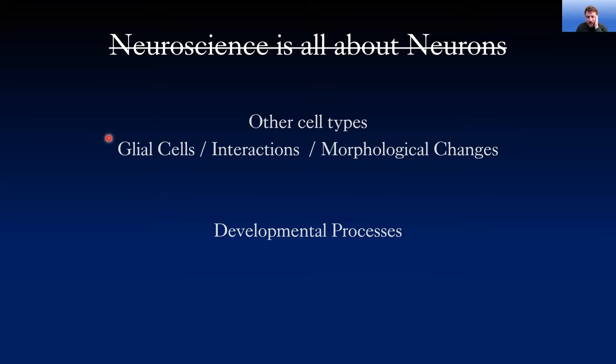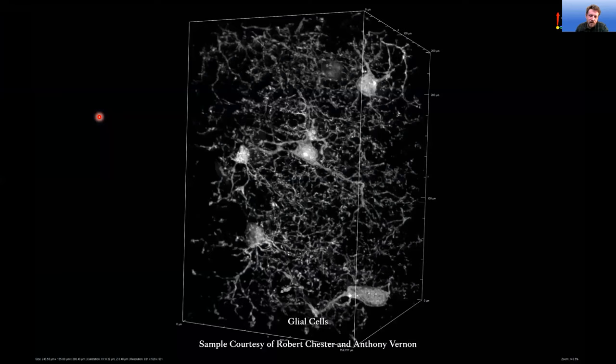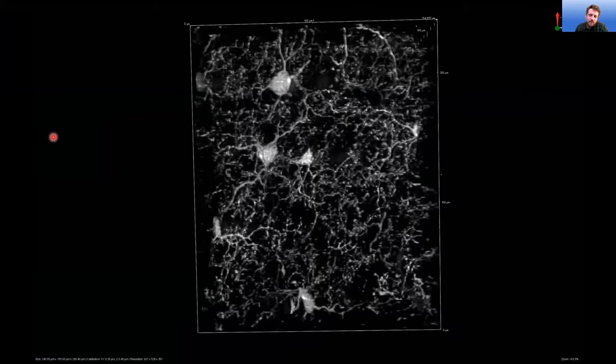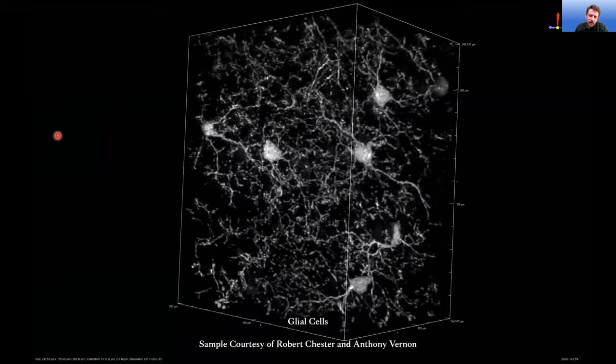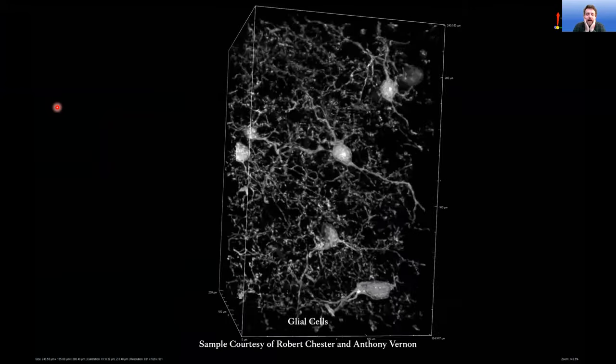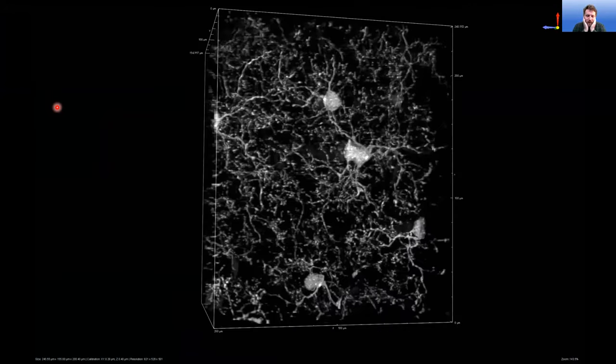Other things that we have imaged with it, obviously neuroscience isn't just about neurons, and I just want to take that moment to say we have been looking at some other types of sample. So some microglia that were provided again by Tony and Robert. This also highlights another feature that's really useful for light sheet microscopy in particular.